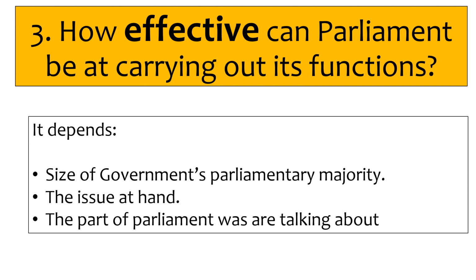So when we talk about Parliament being effective, we need to think about, are we talking about the House of Commons? Are we talking about the House of Lords? And if we are talking about the House of Commons, which part of the House of Commons are we talking about? Backbenchers? Are we talking about the opposition? Are we talking about committees? And that's going to become clearer as the lessons go on.